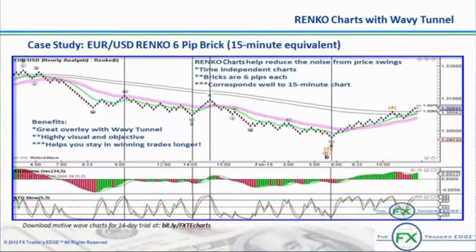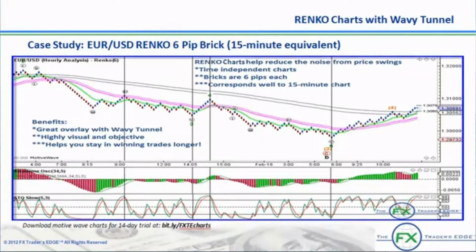Renko charts with wavy tunnel. Case study: Euro USD Renko 6 pip brick, 15-minute equivalent. This is the same 15-minute chart for the Euro USD taking in green subwaves 3, 4, and 5 of orange parentheses 3. It was determined that 6 pip bricks presented the price action well for the 15-minute time frame. Notice how these Renko charts help reduce the noise from price swings.